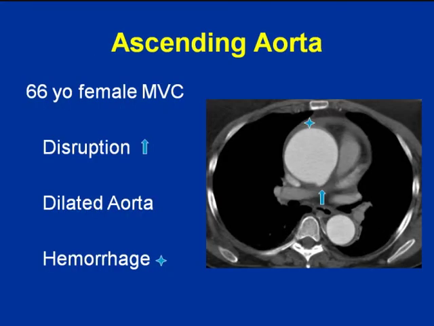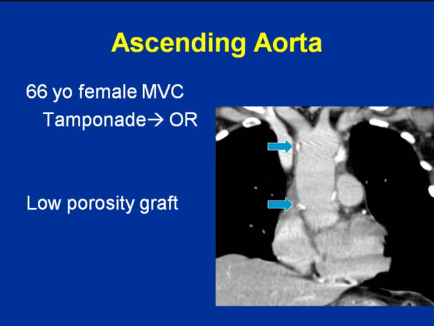I mentioned the second most common location of traumatic aortic injury is the ascending aorta, and this is a case of a 66-year-old female following a car crash. The arrow posteriorly depicts disruption of the aorta, and always look in the mediastinum and the periaortic soft tissues for this high-density material. So this is periaortic hemorrhage. This patient unfortunately developed tamponade clinically and went emergently to the operating room and was treated with this low porosity graft. You can see the sutures here and here, and this patient did very well.